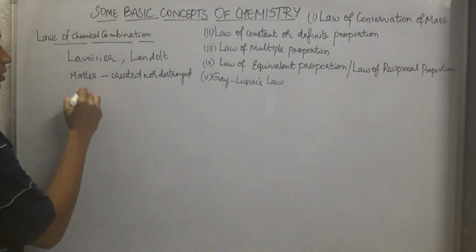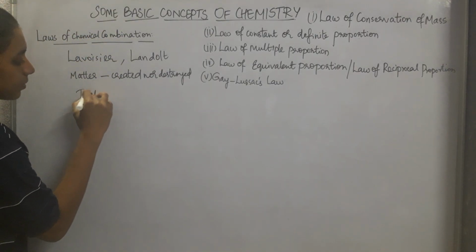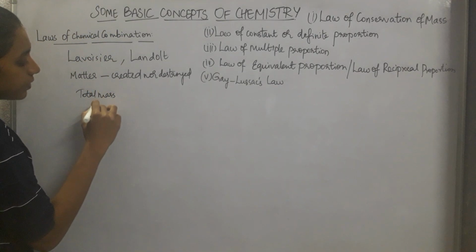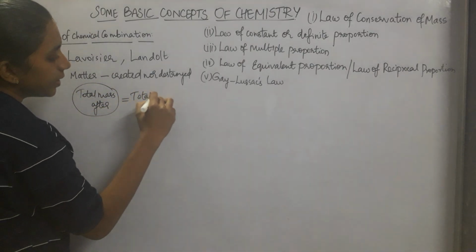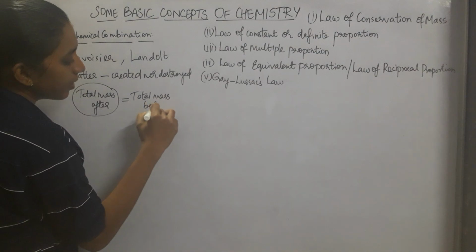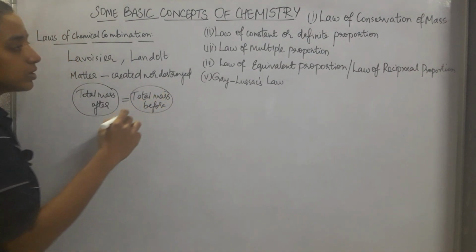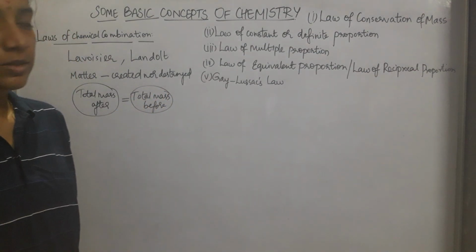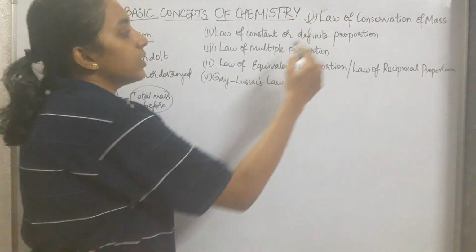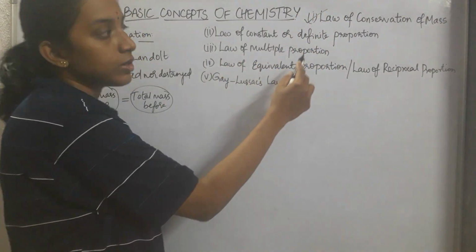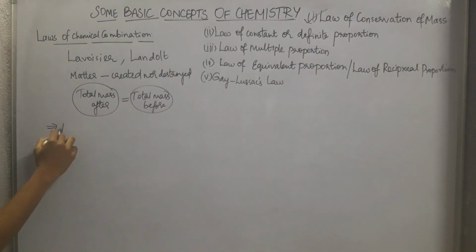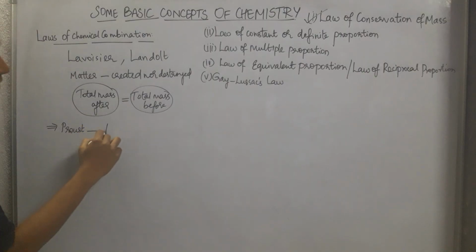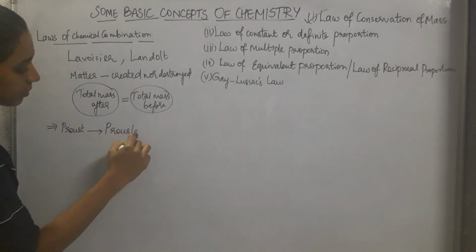The total mass of a material after a chemical reaction is the same as the total mass of the material before a chemical reaction. So this is the law of conservation of mass. Now we will be studying the law of constant or definite proportion. It was proposed by Proust. Hence this law is also called Proust's law.